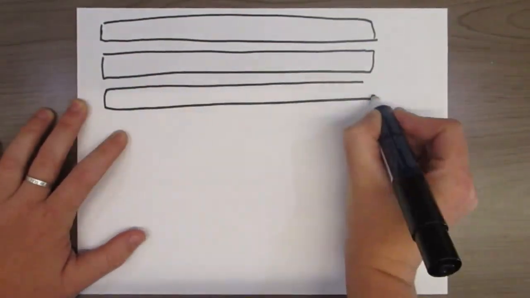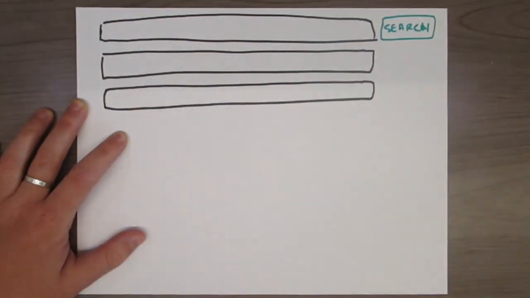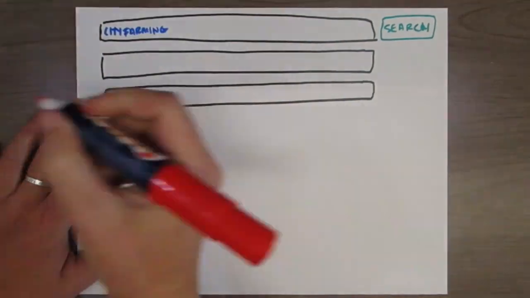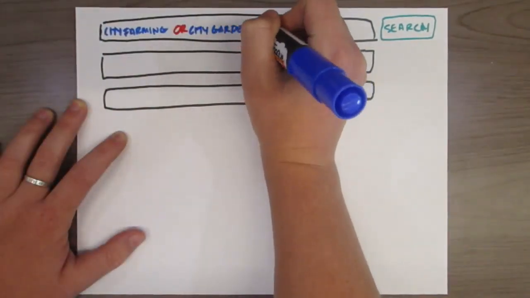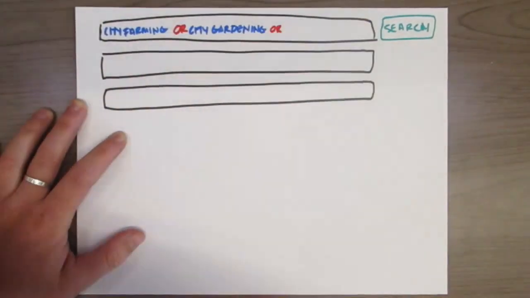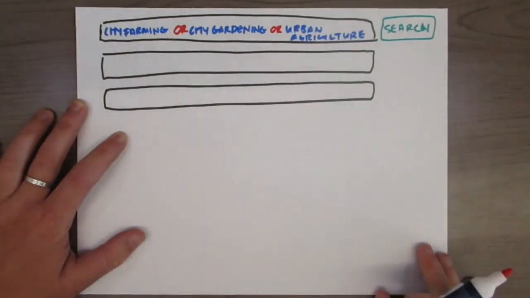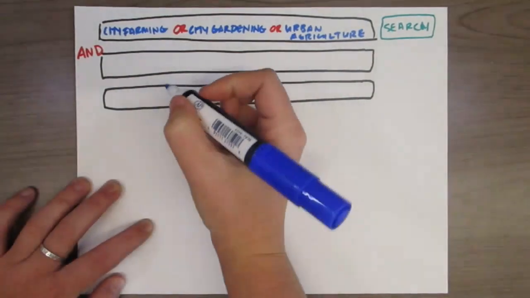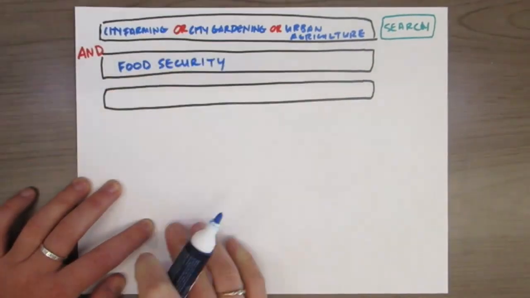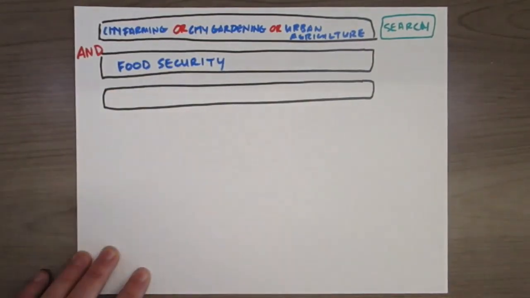We would use the Boolean search operators to connect our keywords together. So first, we'll ask our library resource to search for city farming and then its synonyms, city gardening and urban agriculture. We'll then add our second term, food security, using the AND Boolean search operator so that we only get information that is about both city farming or one of its related terms and food security.